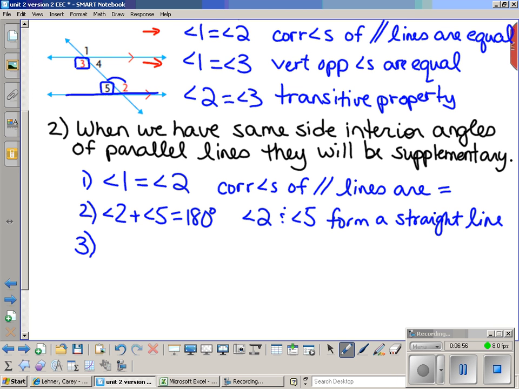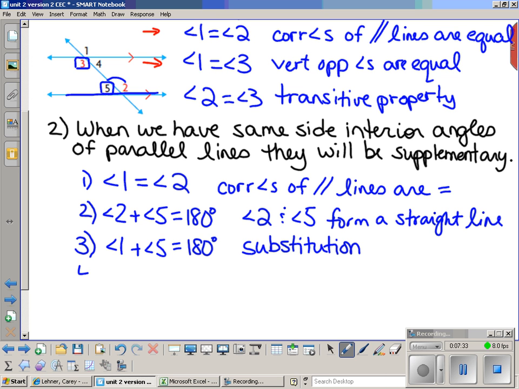We can use the two pieces of information we already have. Angle 1 equals angle 2, we know that. Angle 2 plus angle 5 equals 180. So if 1 equals 2 and 2 plus 5 is 180, angle 1 plus angle 5 must also be 180 degrees. And that we can just use by a substitution or transitive property. So we've taken what we know in step 1, we've substituted it into step 2 to come up with step 3. So now we know that angle 1 plus 5 is 180.